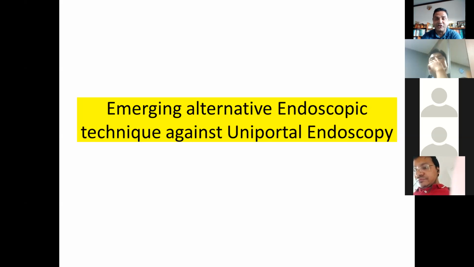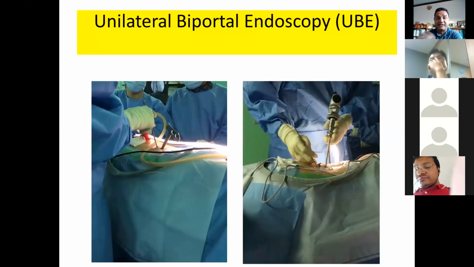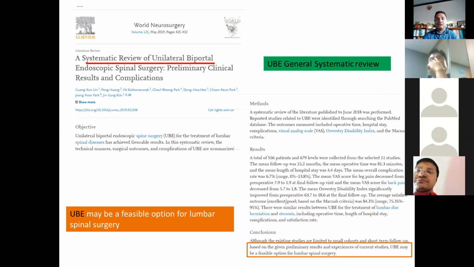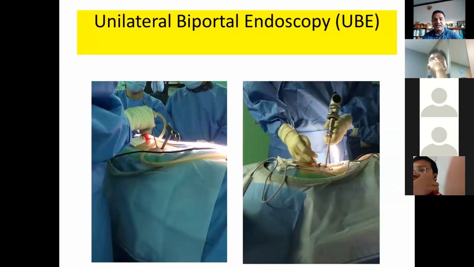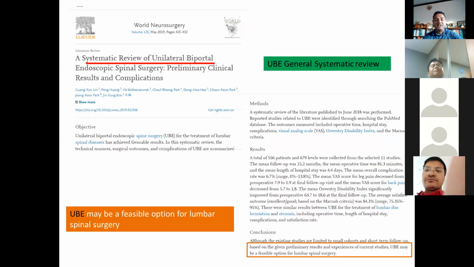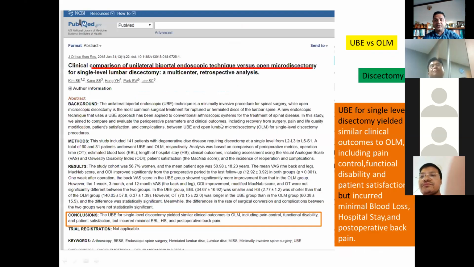So there are emerging alternative endoscopic techniques against the uniportal endoscopic technique that we have to know, because I will talk about the biportal also. One of the techniques is unilateral biportal endoscopy, which we call UBE. There are systematic reviews which say that UBE may be a feasible option for lumbar spinal surgery. When UBE is compared with open lumbar microdiscectomy, it is found to have a similar clinical outcome related to pain control, functional disability, and patient satisfaction, with the further advantages of endoscopic spine surgery.